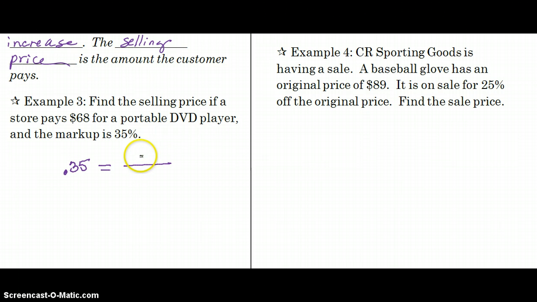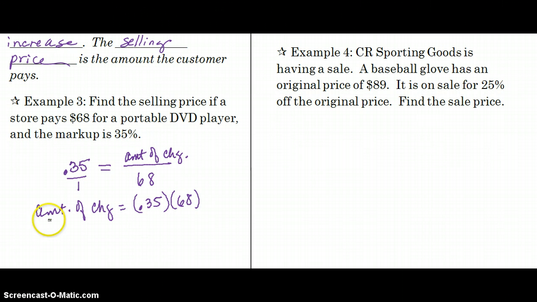And we want to know how much they marked it up. So we want to know our amount of change. Let's just call that amount of change. And the original price was $68. So when I cross multiply here, I'm going to find out that the amount of change is 0.35 times 68. Again, this should look familiar. That whole part equals percent times whole. That equation keeps coming back. And we find out that our amount of change was 23.8.